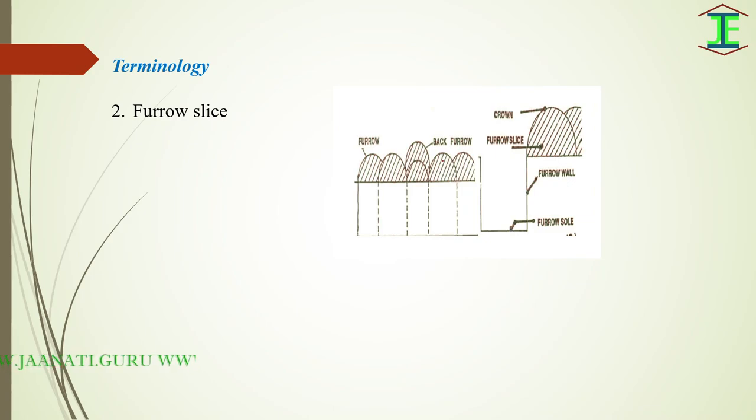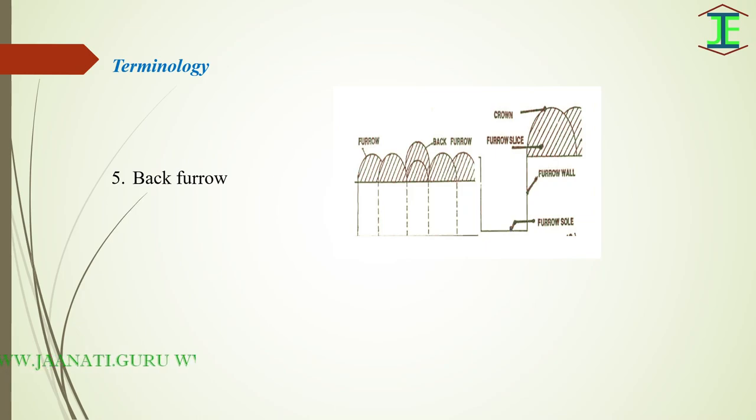This is the furrow slice. Furrow wall is the undisturbed soil surface. Here there will be a furrow and here there will be a ridge. This side, the undisturbed soil, is called the furrow wall. Crown is the top portion of the turned furrow slice. Here this top part is called the crown.